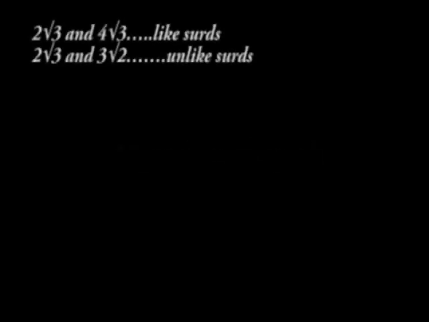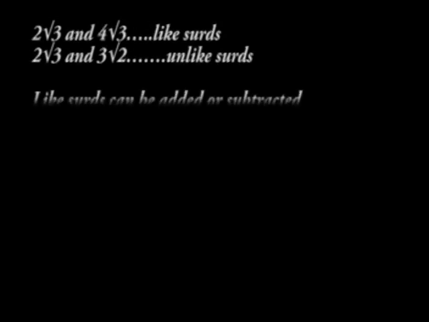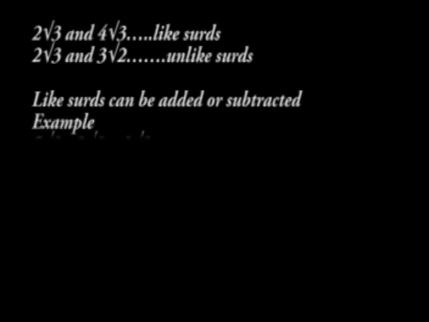Like and unlike surds. Surds are alike if they have the same irrational factor. That is, 2 root 3 and 4 root 3 are alike. 2 root 3 and 3 root 2 are unlike. Like surds can be added or subtracted directly. For example, 5 root 3 minus 2 root 3 is equal to 3 root 3.